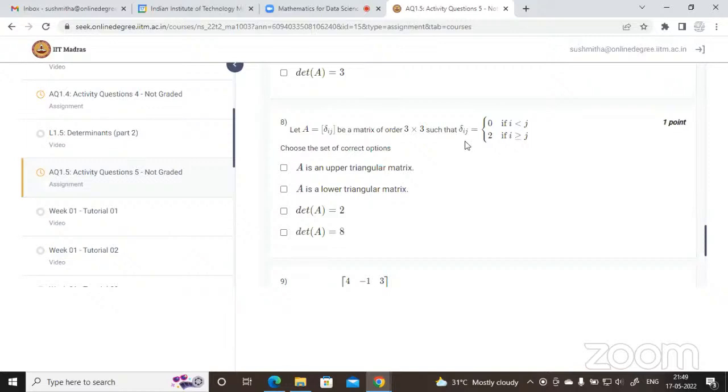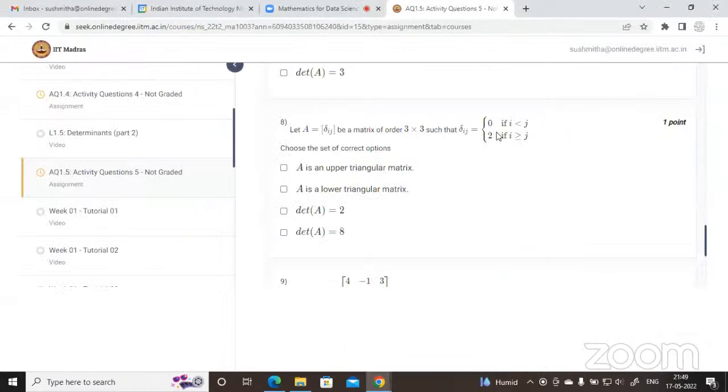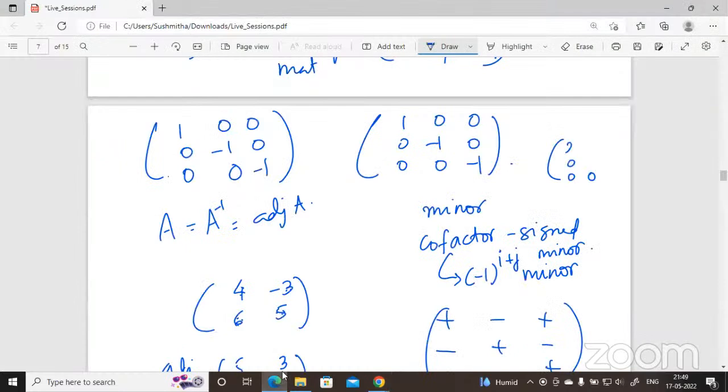Ma'am, it is a lower triangular matrix, I believe, because i is greater than j. That means whenever the row index is less than the column index, the entries are 0. I is rows, and when i is less than j, it is 0. In other cases, it is going to be 2, right? This is the matrix, right? So the product of the diagonal entries is the determinant.